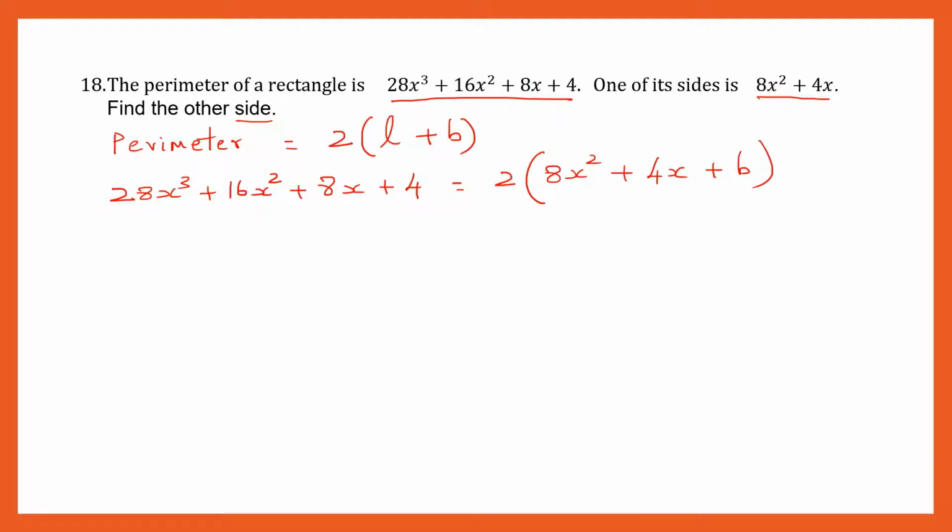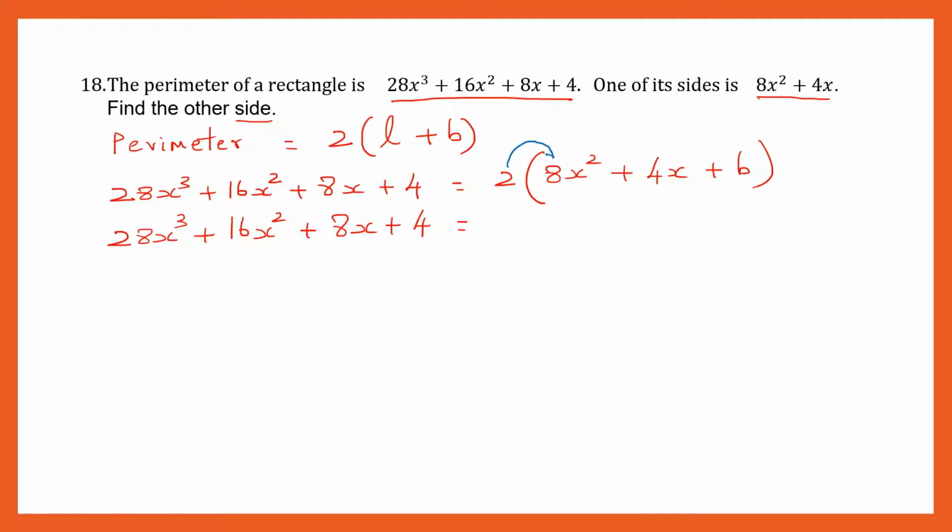Now we're going to solve. We need to find out what this b is, the other side. B stands for the other side. So first let's open the brackets here. So 28x cubed plus 16x square plus 8x plus 4 equals, now when you have a number outside the bracket, you have to multiply it with each one inside the bracket.